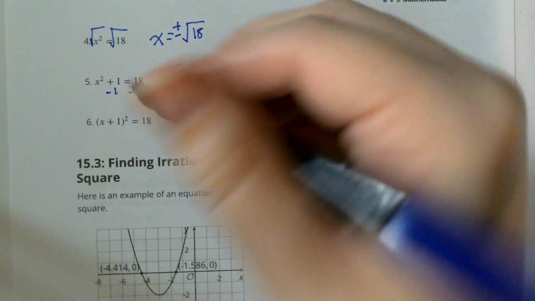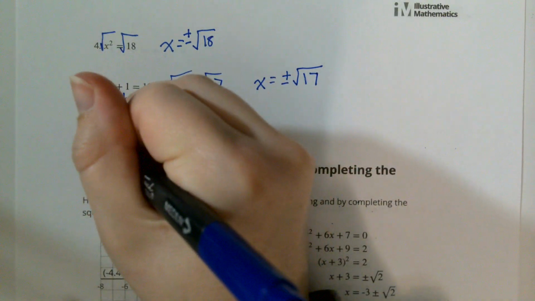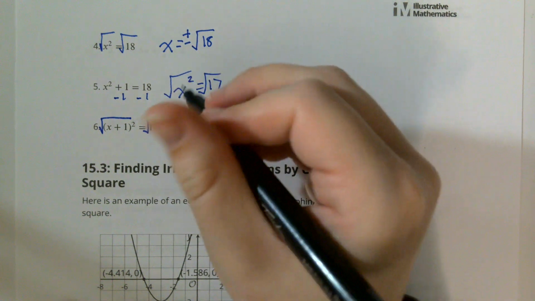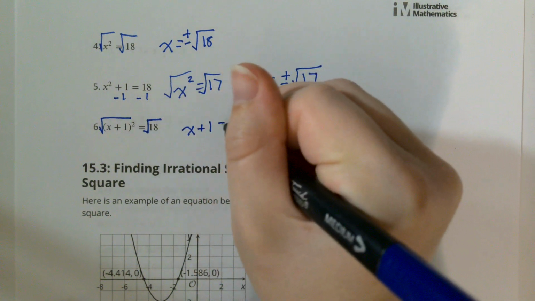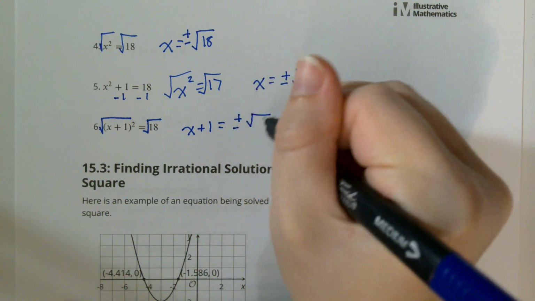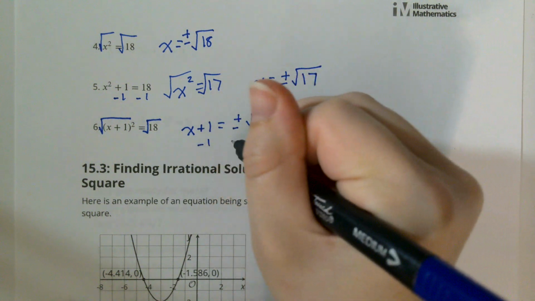Last one. Again, we have something squared equals 18. So again, we can still just square root both sides. So then x plus 1 equals positive or negative square root of 18. Then you can subtract 1 from both sides.